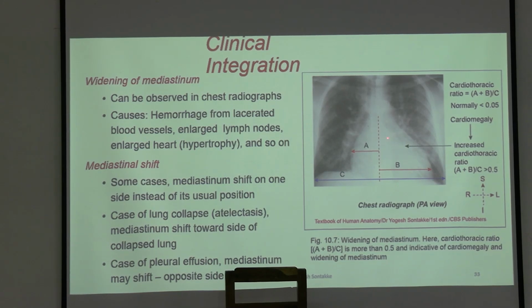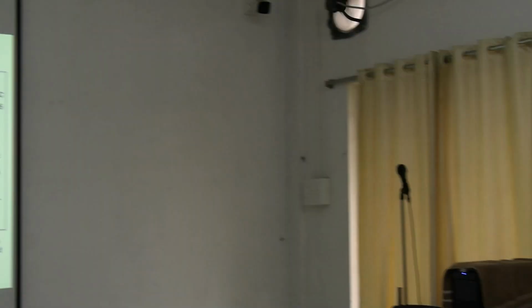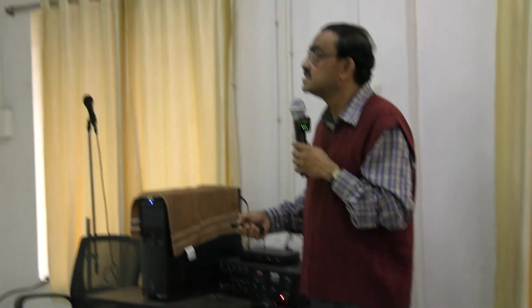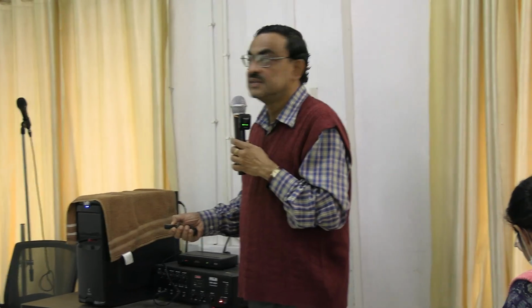Similarly, if the shadow is shifted to one side, suppose the whole shadow is shifted to the left side or to the right side, then we can detect there is collapse within the lung. Suppose there is a tubercular infection, there is fibrosis and collapse. So the whole thing may shift to either side, which is called the mediastinal shift.